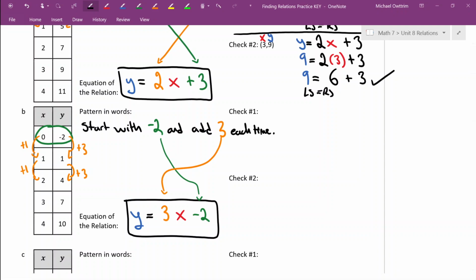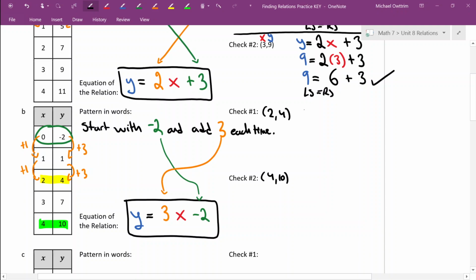So in this case, they haven't told us which values to check or which ordered pairs to check. So I'm just going to choose 2 of them. I'm going to check that when I have an x value of 2, I should have a y value of 4. And I'm going to check that when I have an x value of 4, I should get a y value of 10.